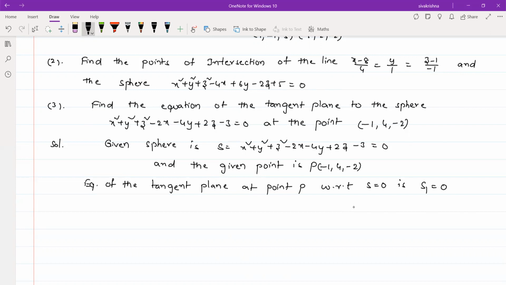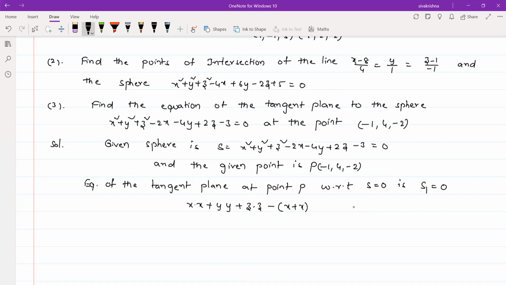Here S1 is nothing but, now I am writing S1. Since we are having S = x² + y² + z² and so on, from that equation we have to write S1. Since we are having x square, we have to write x square as x into x, and similarly y square as y into y, and z square as z into z. And minus 2x can be written as minus of x plus x.